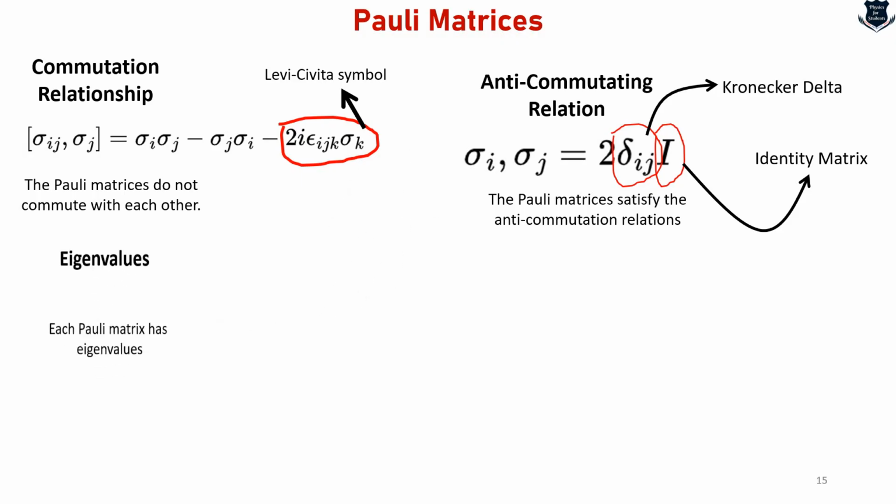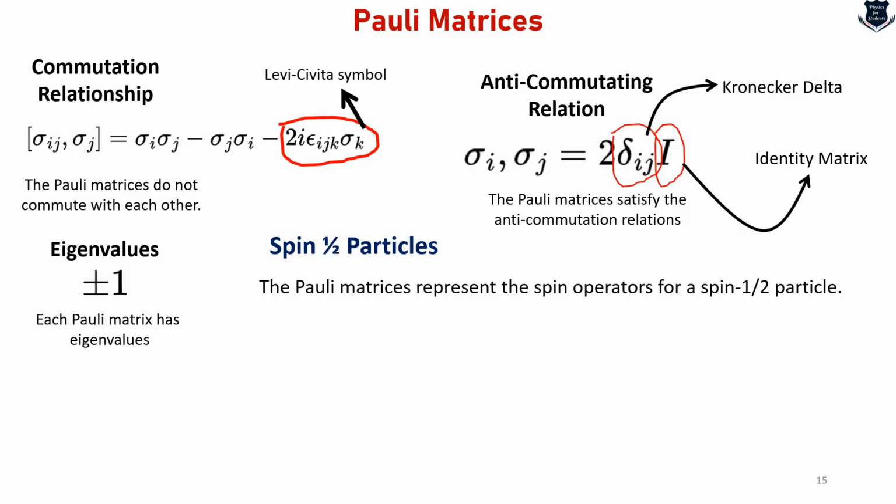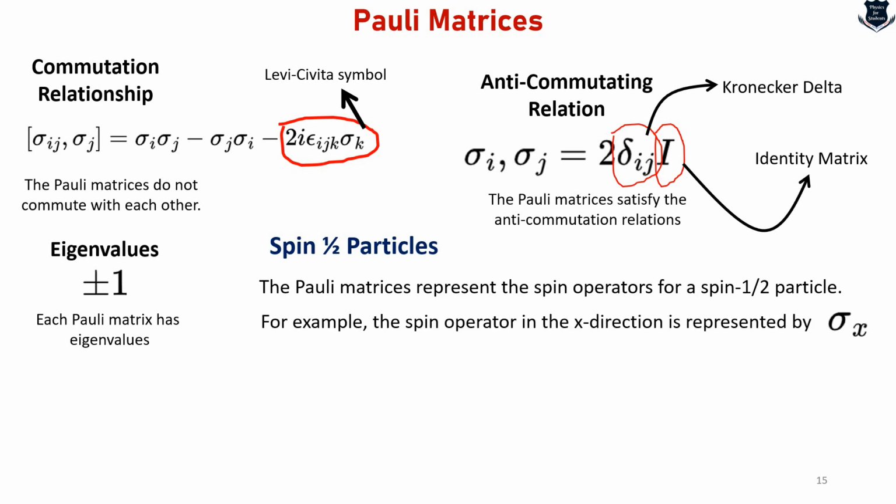The Pauli matrices also have eigenvalues of +1 and -1. Most importantly, in terms of quantum physics, they represent spin-half particles, such as electrons. As you know, spin is a fundamental property of quantum particles, and understanding it is crucial in describing the behavior of particles in quantum physics. For example, the spin operator in the x direction can be represented by sigma x. We'll deal with spin separately. This is spin-half particles.